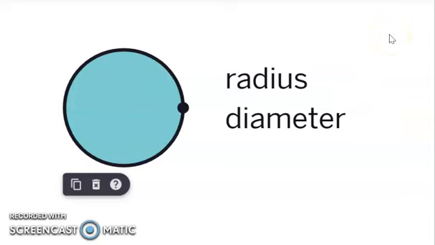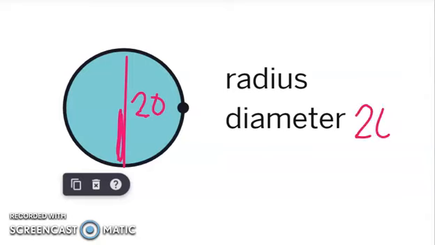All right, let's try one with diameter first. If we are given the diameter of a circle, and let's say it is 20, that's the whole distance across. So we want to find half for the radius. Half means divided by 2. So we could take 20 and divide it by 2, and the radius would be 10. You could also think of what number plus itself is 20.